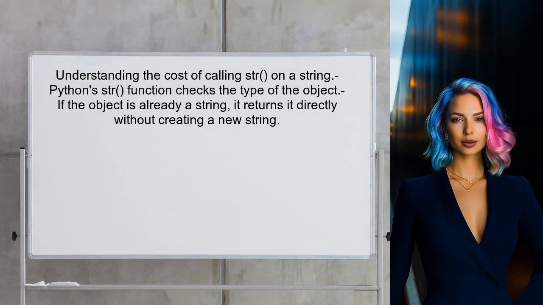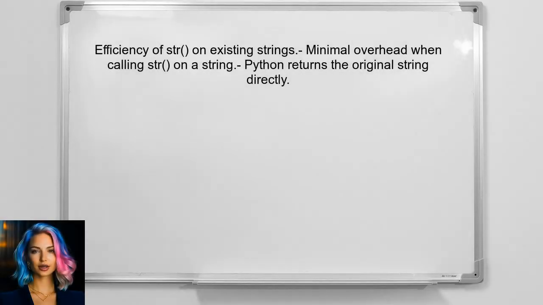To address the user's question about the cost of calling the str function on an object that is already a string, we first need to understand how Python handles this operation. In most cases, calling str on an existing string is efficient. Python optimizes this by returning the original string, which means there is minimal overhead involved.